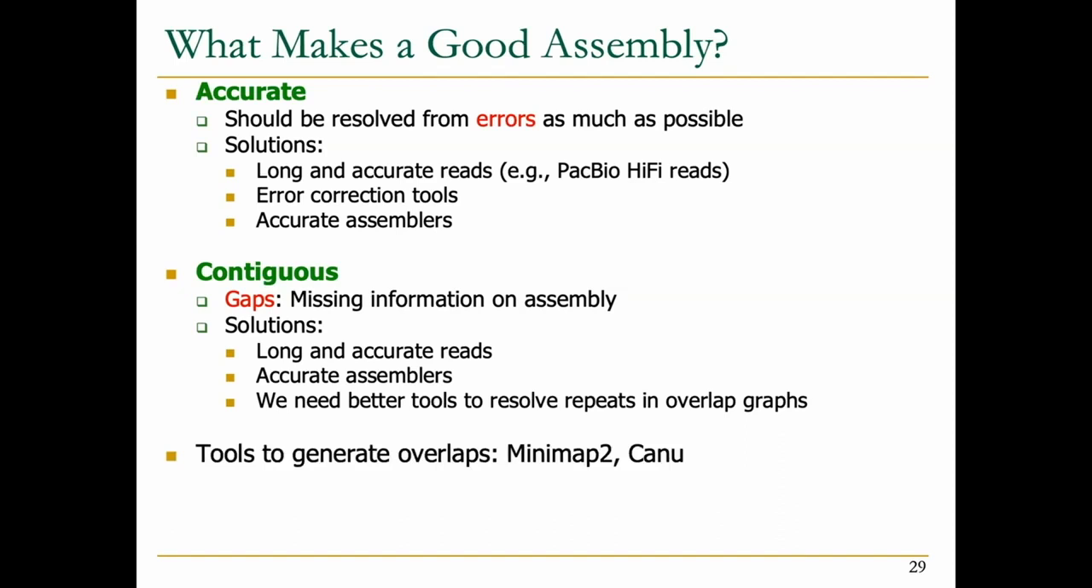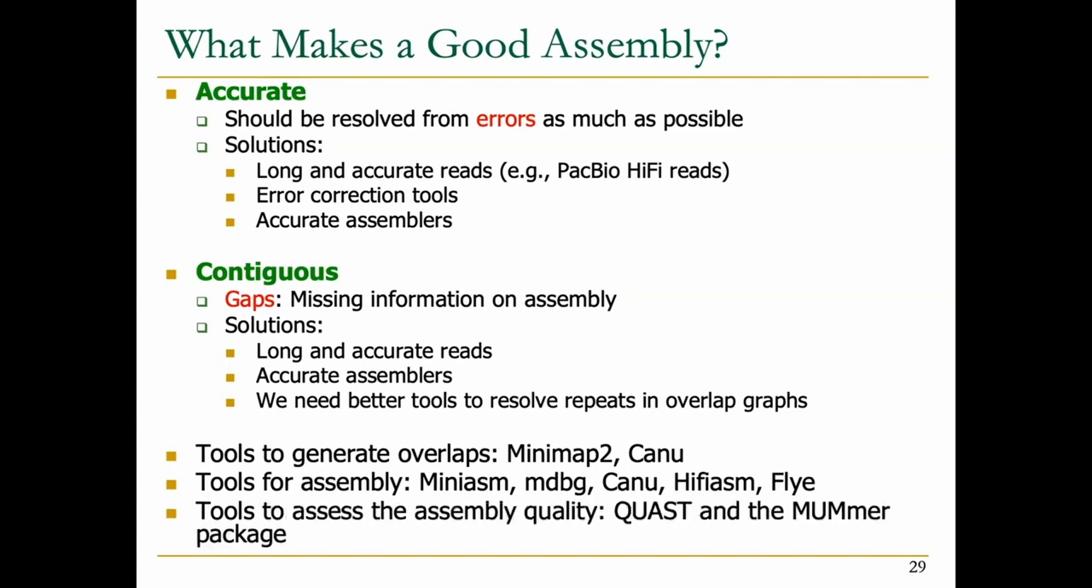And there are certain tools that you can take a look at, if you are curious; there are tools that you can use for each step. For example, if you want to generate the overlaps, you can use Minimap2 or Genome. If you want to generate the de novo assembly, you could use Miniasm, you could use MDBG, you could use Canu, you could use Hifiasm or Flye. These work with different types of data, different types of sequencing technologies, and they have different profiles in terms of performance and accuracy. And how are you going to assess the assembly that you just generated, right?